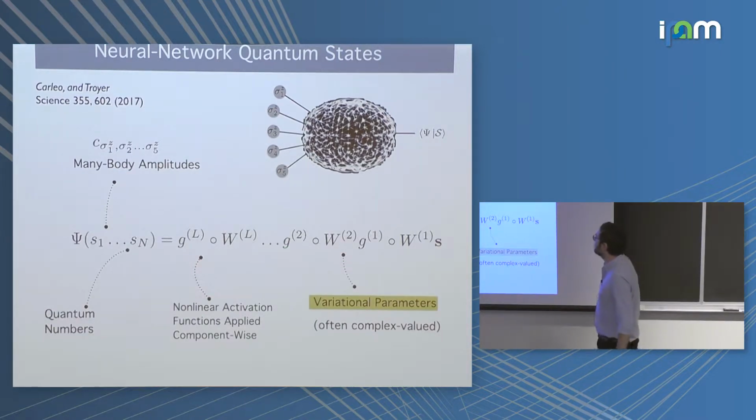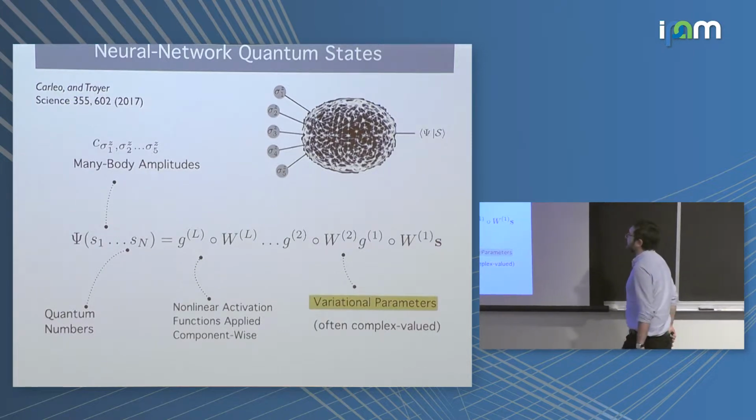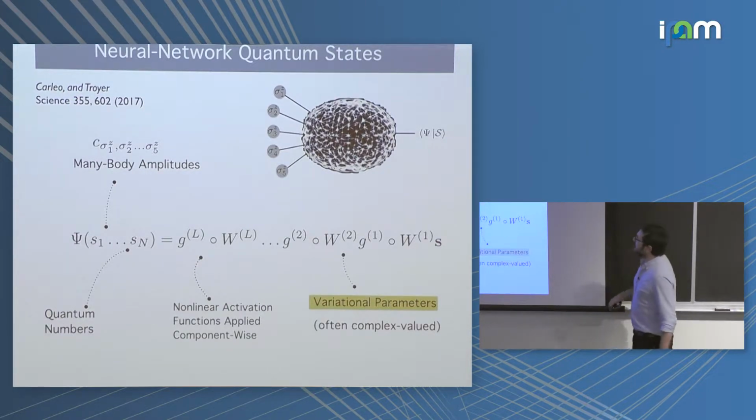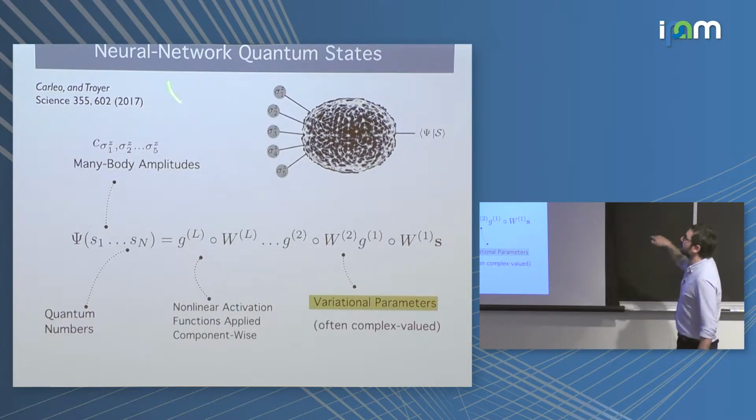Now, the idea that I would like to present today is what we've been doing since 2016. The paper was published in 2017. This was in collaboration, at the time, with Matthias Troyer, who is now at Microsoft. And the idea is what I call neural network quantum states.